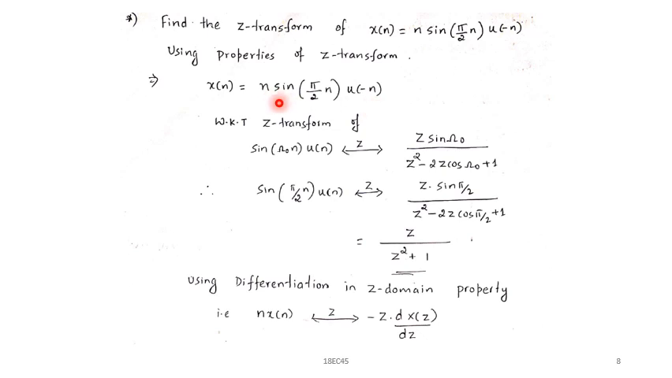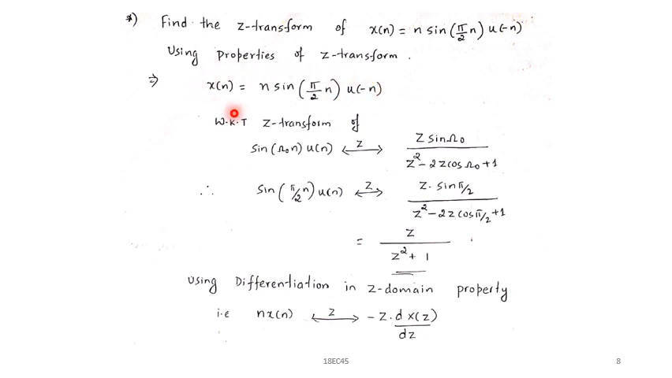You can observe, by looking at this equation, n into sine pi by 2n is there. So I need to apply differentiation property. And second one is, you can observe here minus is there, u of minus n. So because of this minus n, I can apply time reversal property also. So first we'll apply the differentiation property, then we'll apply the time reversal property. Again, for a time reversal property, wherever n is there, that n should be replaced by minus n.